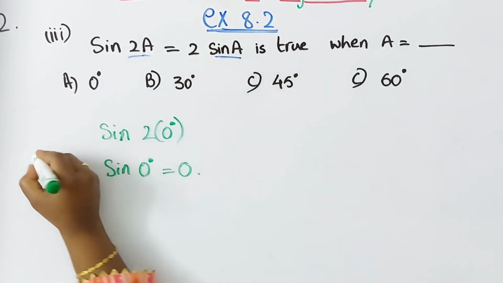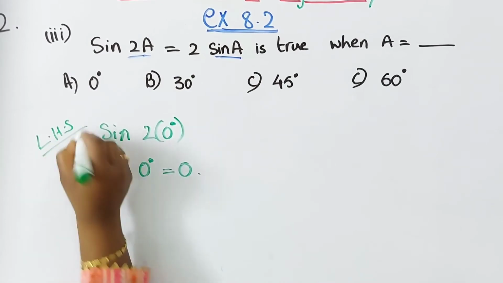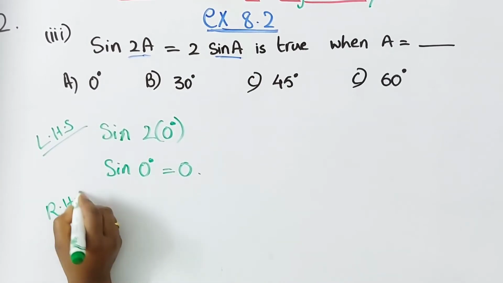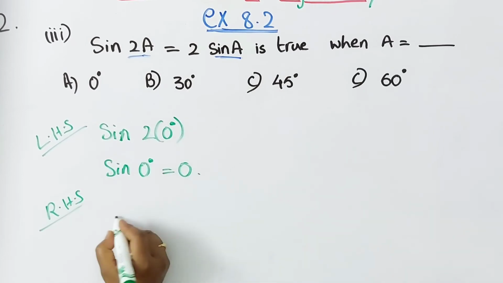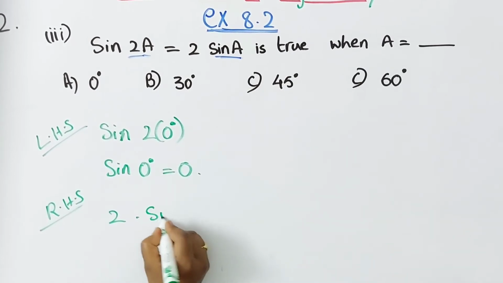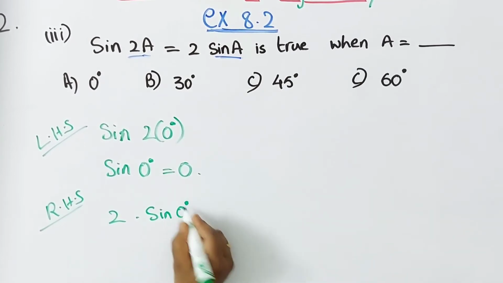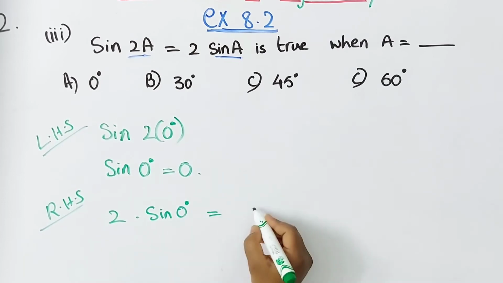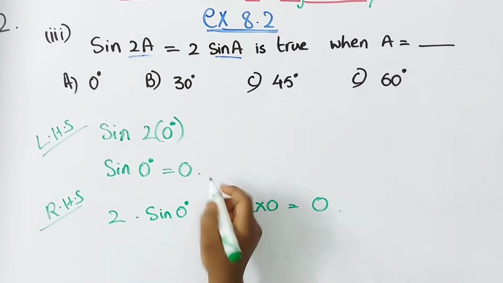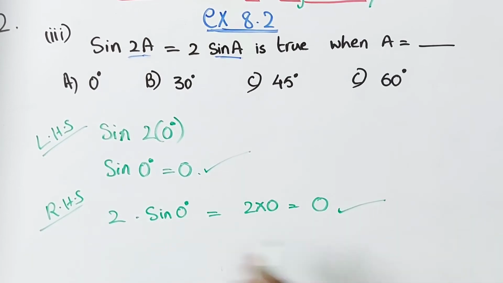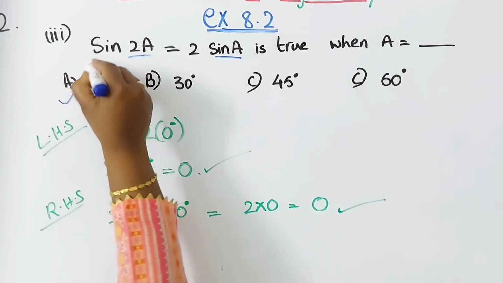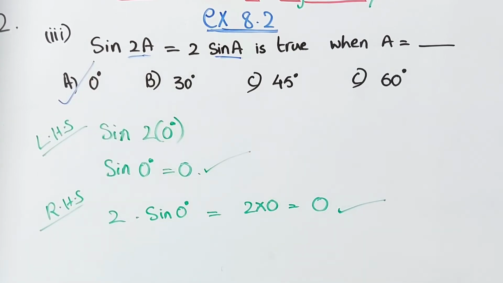Now we'll check the right hand side also. Right hand side is 2 into sin A. A means 0 degrees. We know sin 0 is 0. So 2 into 0 is 0. So here also 0, here also 0. LHS equal to RHS only with 0, children. So option A is correct.